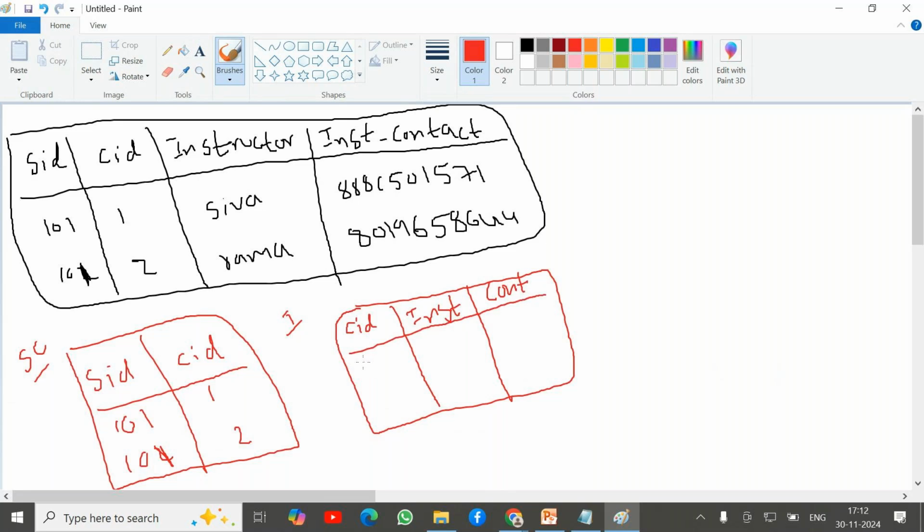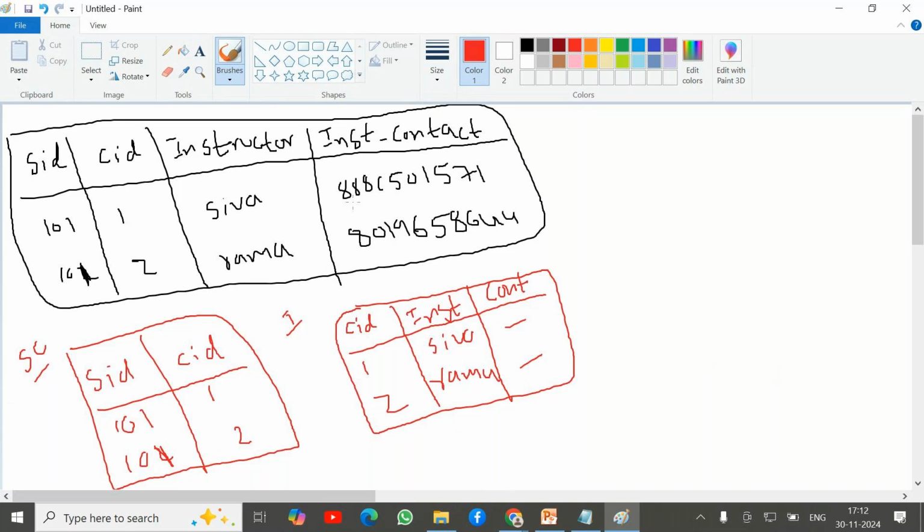Now, 1, 2, Shiva, Rama numbers. We can divide this table into two tables. We separate the instructor details into different tables. Here the instructor and instructor phone depend only on the course ID, not the combination of student ID and course ID.